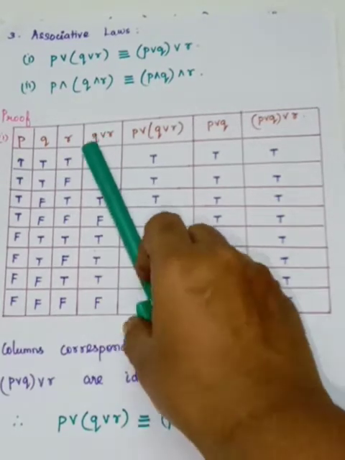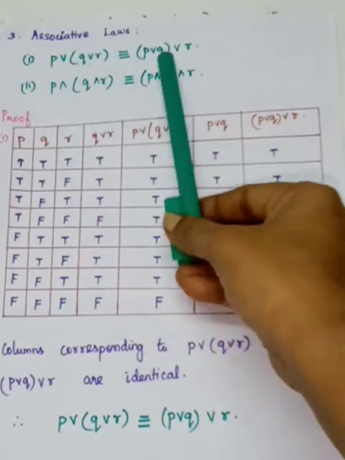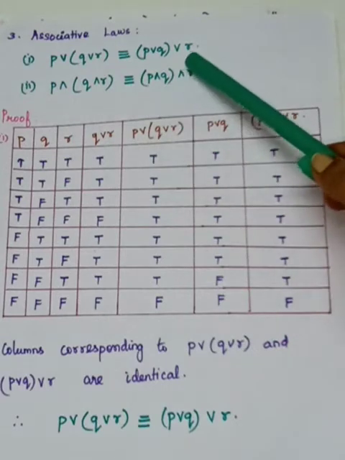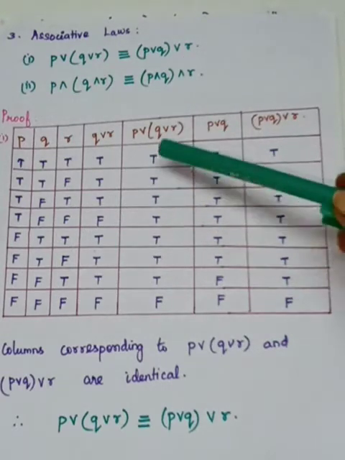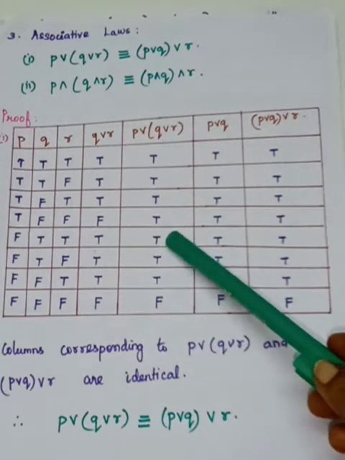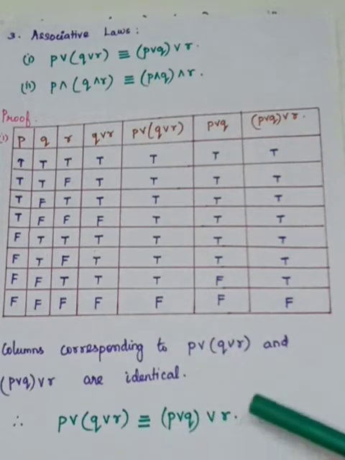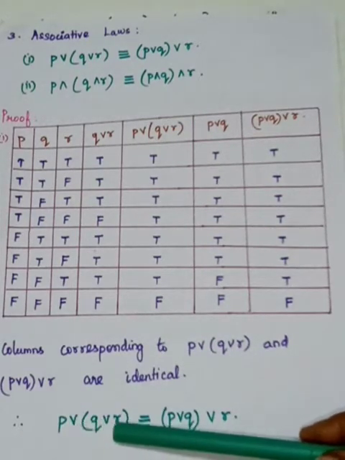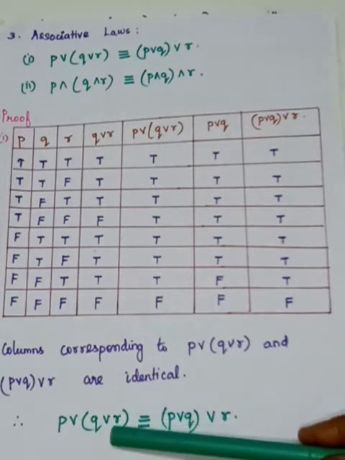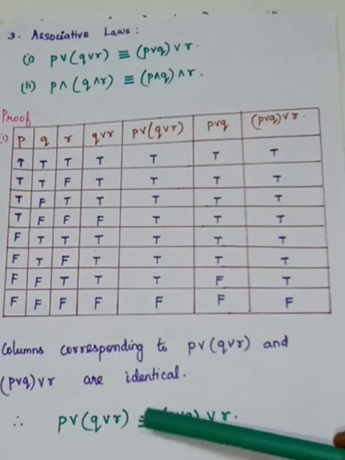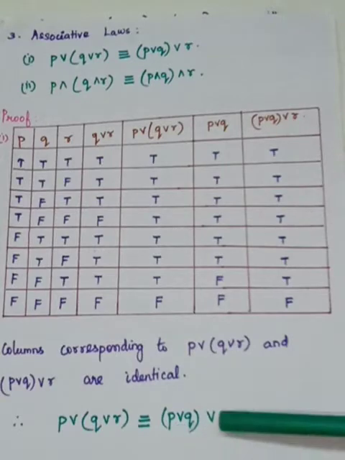Okay, so which one do we have to see? They are equivalent. These two are equivalent. This is in which column? The fifth column. And this compound statement is in the seventh column. You look at how they are. Everything is true except the last one. Therefore the columns corresponding to this and this are identical, so the compound statements are logically equivalent. This is nothing but the associative law. In the associative law, when you use the same connective before the bracket and after the bracket, inside the bracket they are the same. P or (Q or R) is logically equivalent to (P or Q) or R.